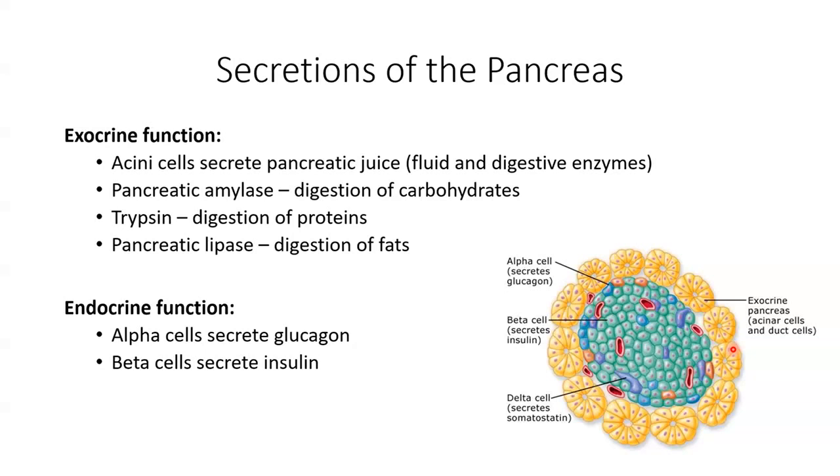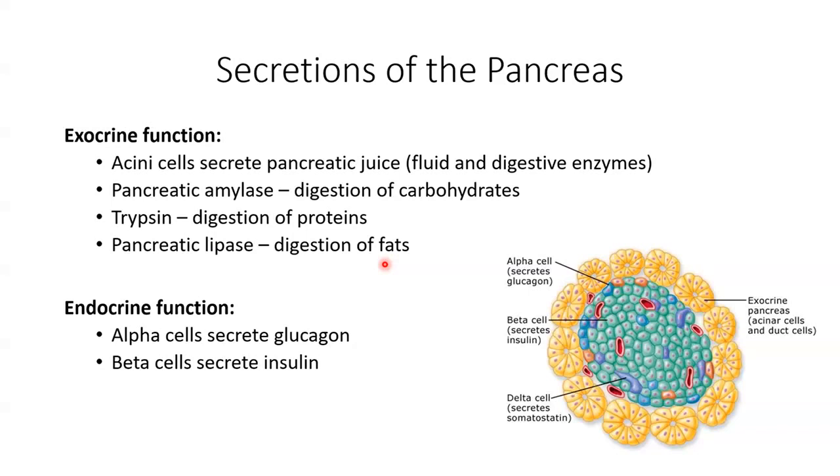The bicarbonate functions to help buffer the acidic gastric juice that comes from the stomach. The enzymes are what help break down our food. So of those enzymes, there's three that I want you to be aware of. We have our pancreatic amylase. So we have salivary amylase, which is released in the mouth. We have an amylase that is released by the pancreas. This helps break down our carbohydrates. We have trypsin, which digests proteins. And we have pancreatic lipase, which digests our fats. So remember, we also have gastric lipase, which is secreted by the stomach, but only plays a very minor role.